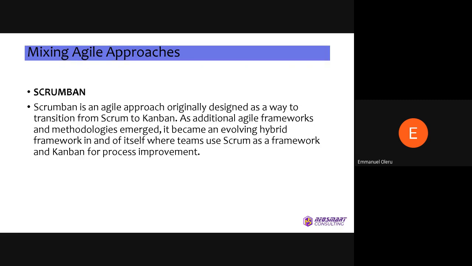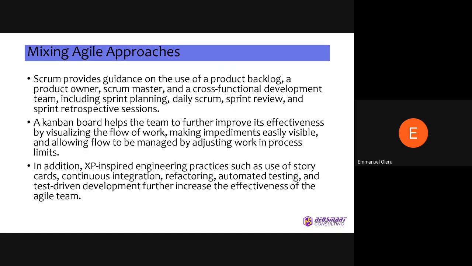Example, Scrumban. Scrumban basically talks about transitioning from Scrum to Kanban, right? It is a framework and methodology that has emerged, basically trying to balance the two of them, using Scrum as the framework and then Kanban for process improvement. You're building and then there's a board. So you use the Scrum principles for the framework and for the development, and then you use Kanban to see what everybody's doing so that everybody knows at every point in time and the process is improved.